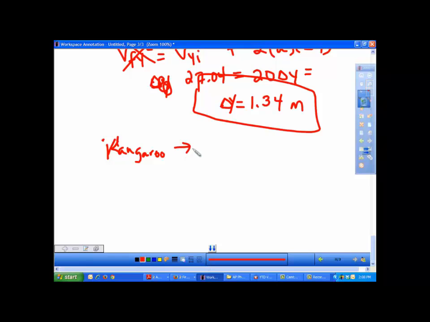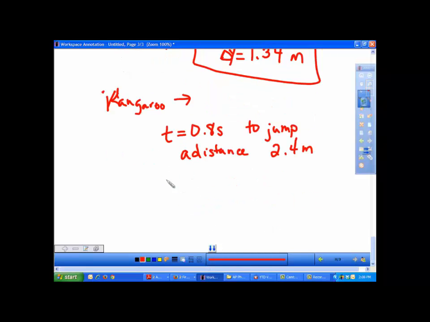jumps, and when he jumps, it takes him 0.8 seconds to jump a distance that is 2.4 meters away. Now let's say he makes this jump at an angle of 33 degrees to the ground.